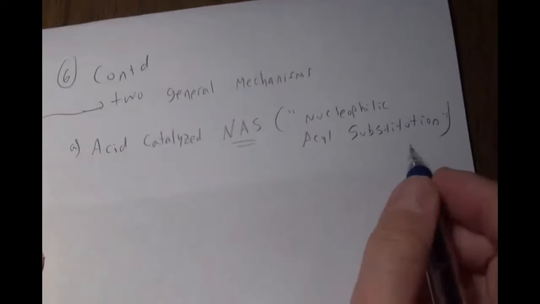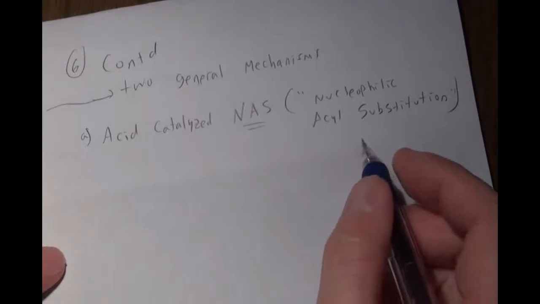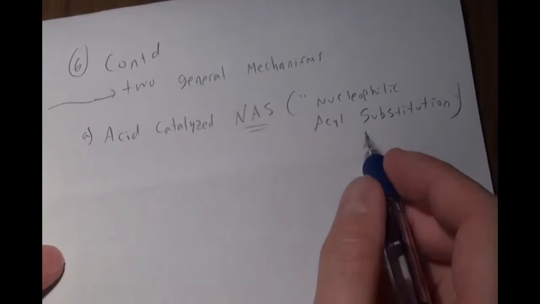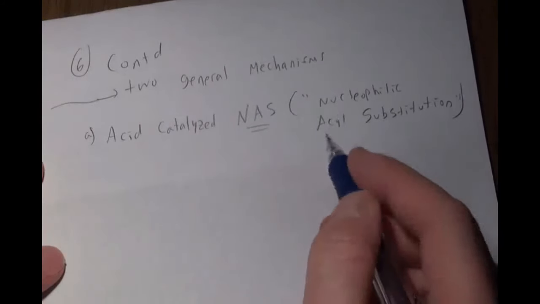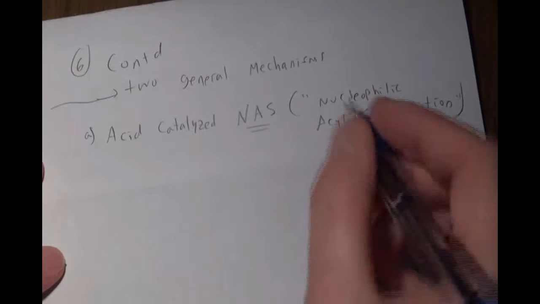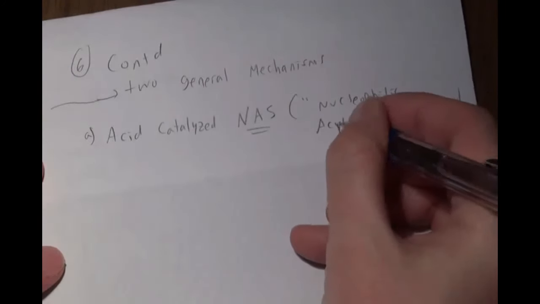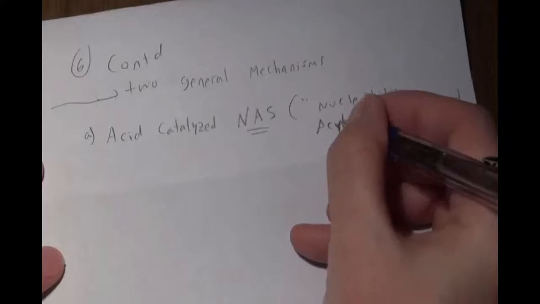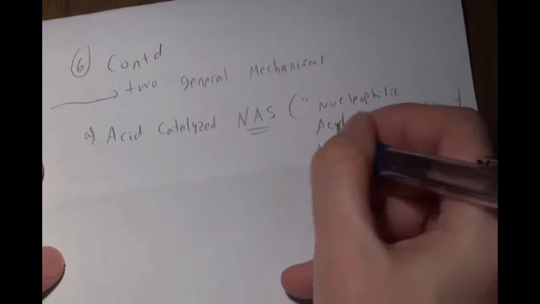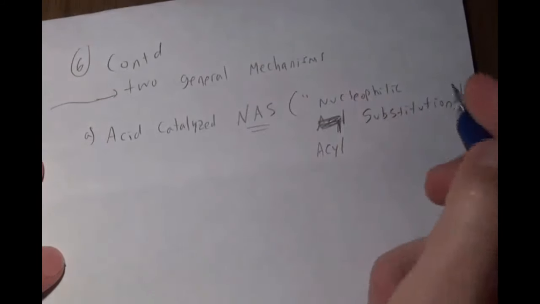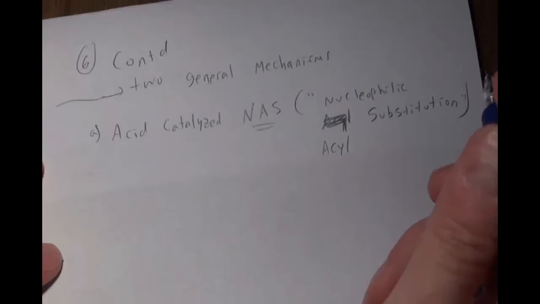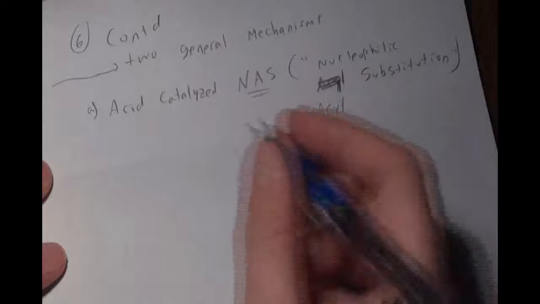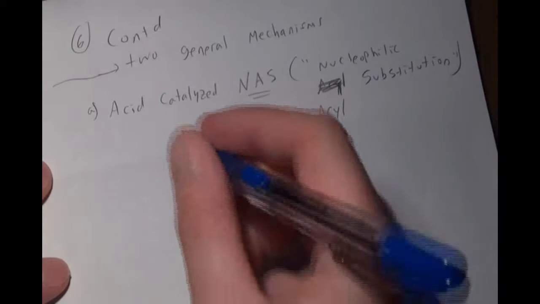Nucleophilic acyl substitution, which is going to be kind of like all of the reactions we're going to see in this chapter, and a lot from next chapter, will be of this variety of nucleophilic acyl substitution, and it's going to be conversion of one derivative to another. So let's show an example. This is acid catalyzed NAS.